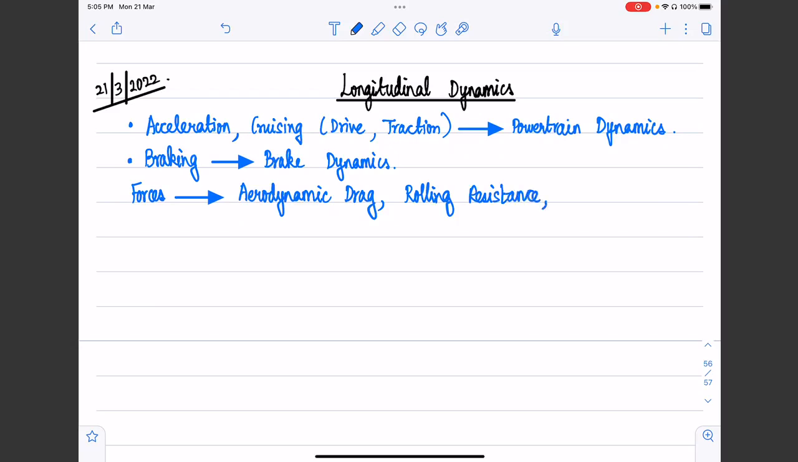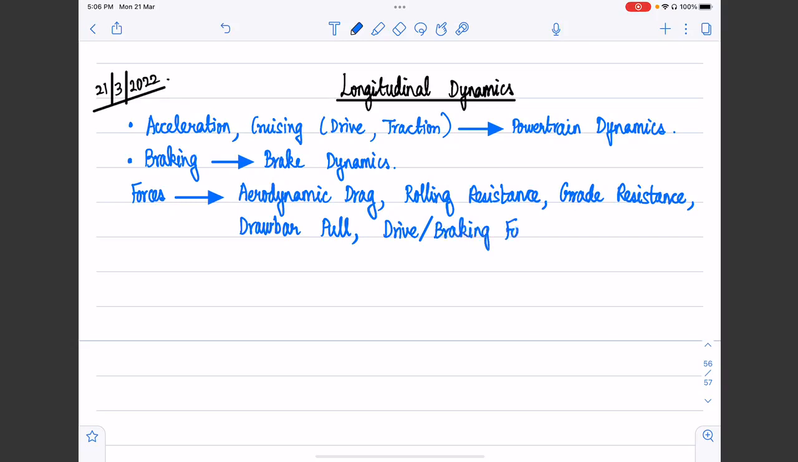Then we will look at what is called grade resistance. Grade resistance is a decelerating force when we go up a grade, and it has the opposite effect when we come down the grade. Then we have what is called drawbar pull, which we encounter when we are towing some component along with the primary vehicle. And we also have either the drive or the braking forces, depending on whether we are accelerating or decelerating. These forces occur in the tire road interface. Okay, so that's where they are encountered.